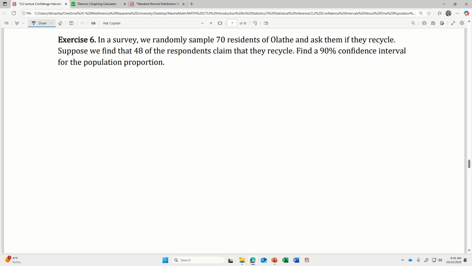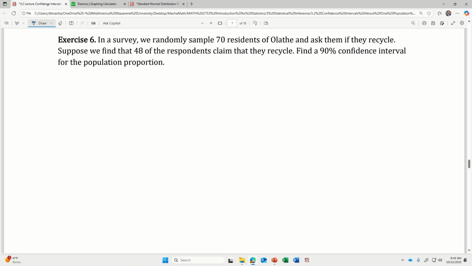In the survey, we randomly sample 70 residents of Olathe and ask them if they recycle. Suppose we find that 48 of the respondents claim that they recycle. Find a 90% confidence interval for the population proportion.